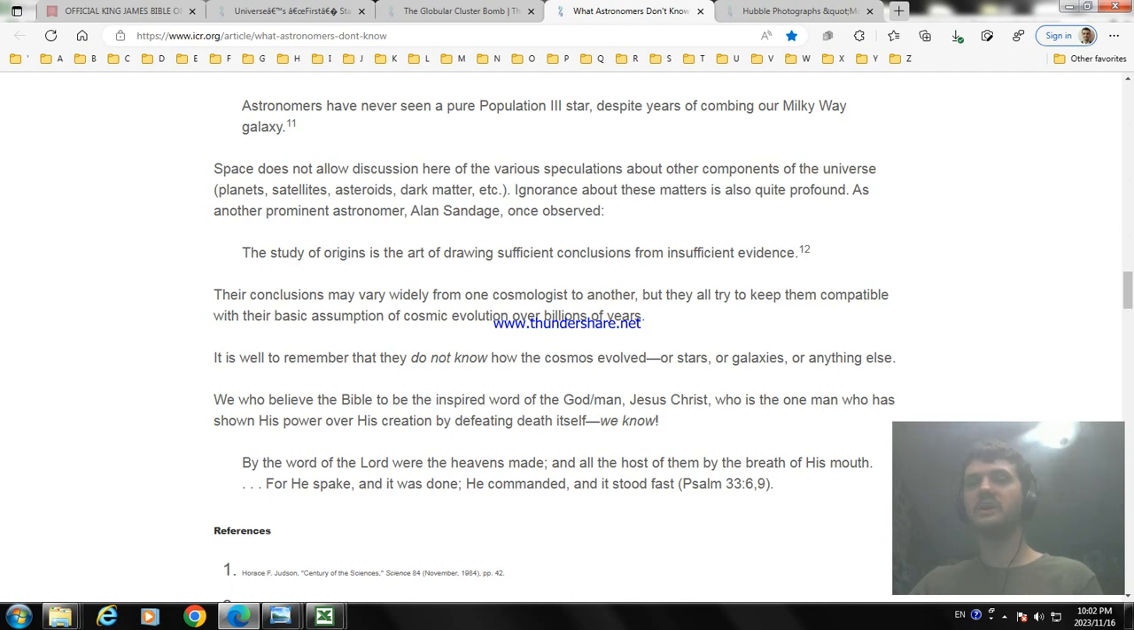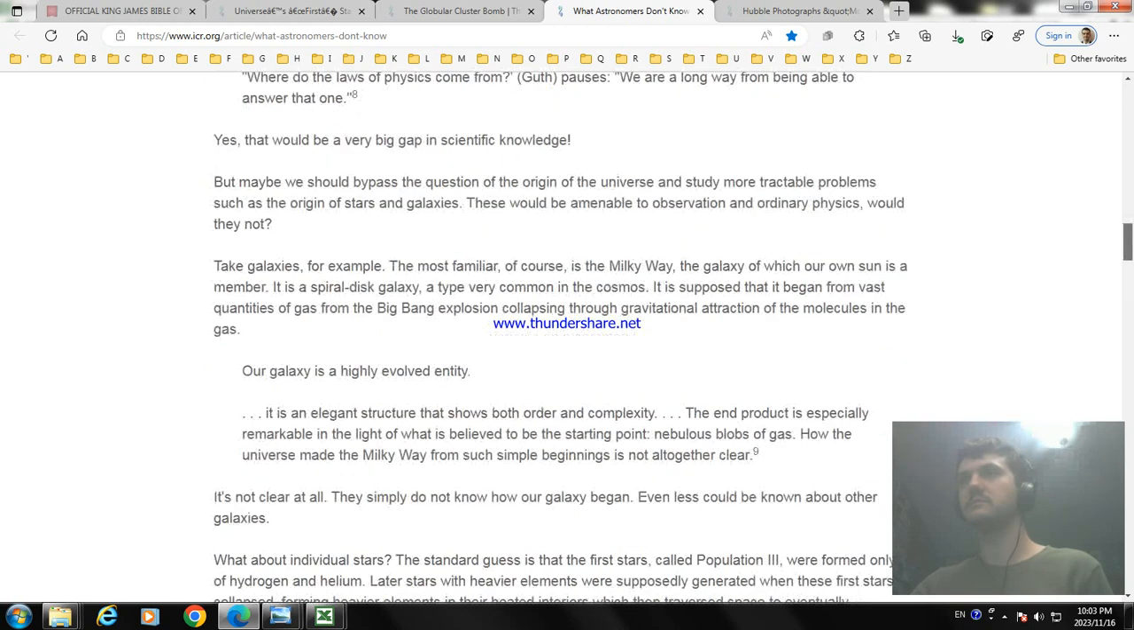We who believe the Bible, which is inspired by God, and Jesus Christ, who is the one man who has shown his power in his creation by defeating death itself, we know: By the word of the Lord the heavens were made, and all the host of them by the breath of his mouth. For he spake, and it was done. He commanded, and it stood fast. Psalm chapter 33, verses 6 and 9.